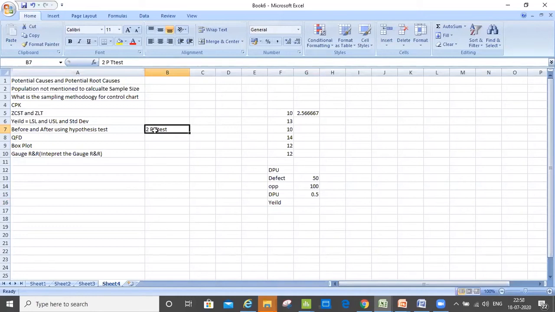The 2 proportion test is used, let's say I am doing a project on improving TAT percentage. I was at 15%, the target given was 30%. I have reached 30%. Now I want to establish statistically whether I have made a significant improvement from here till here. So that's what the 2P test is used for. 2 proportion test. You can refer to my videos, you would find the 2P test done there.